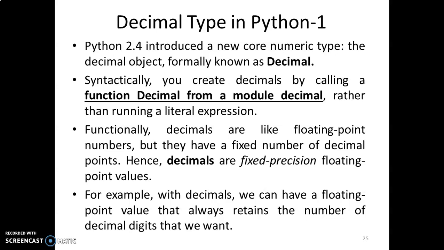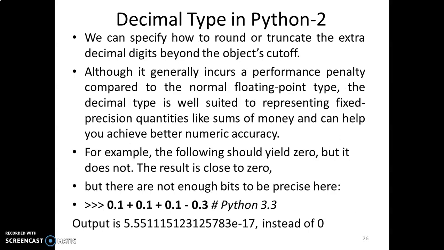And functionally, decimals are like floating point numbers, but they have a fixed number of decimal points. Hence, decimals are fixed precision floating point values. So the usage of decimals is different syntactically from your float, but functionally it is like floating point, but with a fixed precision. For example, with decimals, we can have a floating point value that always retains the number of decimal digits that we want. We'll see that in the examples that we carry out.